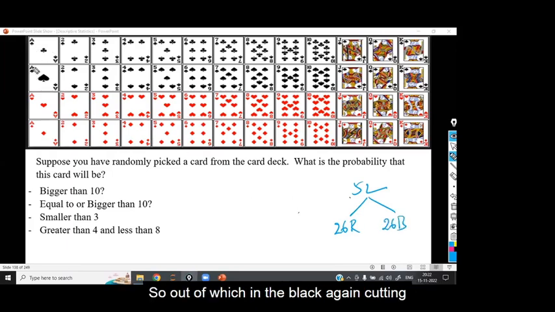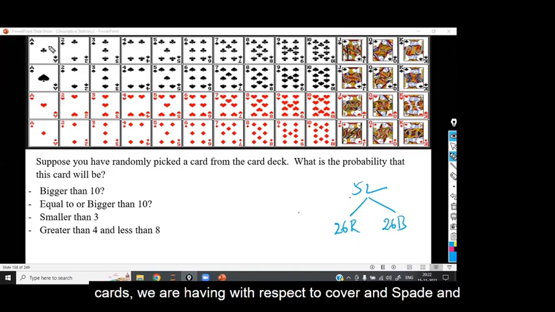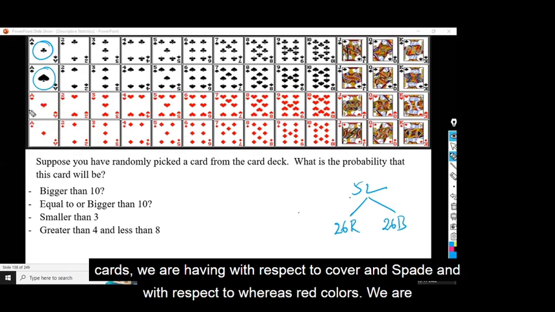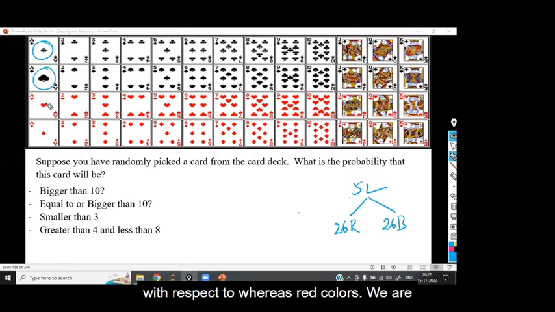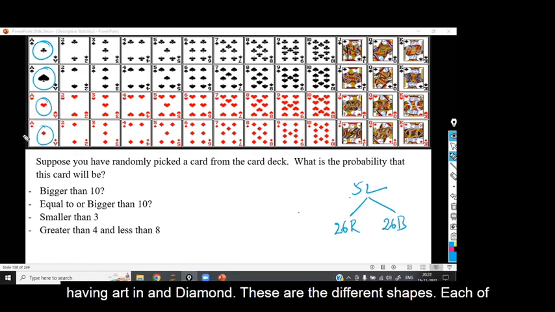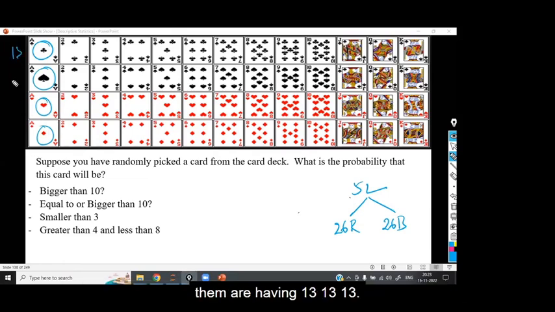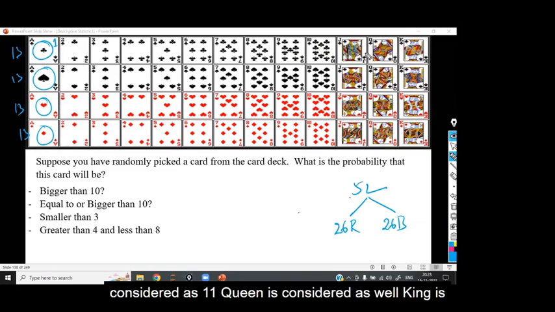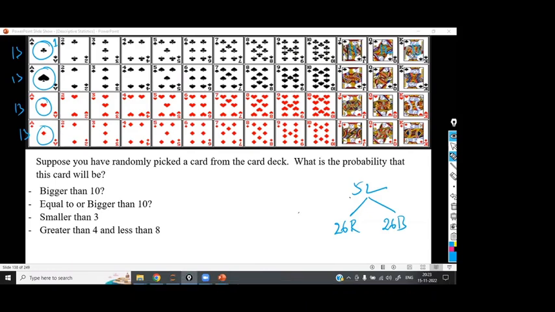Out of which, in the black, 13 cards we are having with respect to club and spade, whereas in red colors we are having heart and diamond. These are the different shapes, each of them having 13. Where A is considered as 1, then 2, 3, 4, 5, 6, 7, 8, 9, 10. Jack is considered as 11. Queen is considered as 12. King is considered as 13.